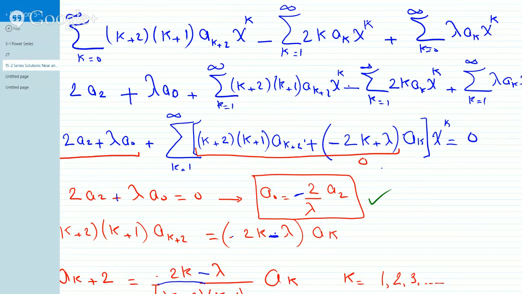You understand? Oh, so I get it then. You need to call this k, and then wherever there is an n, you replace it with k plus 2 here, so that this becomes x to the k, just like the rest of them. Oh, I get it.